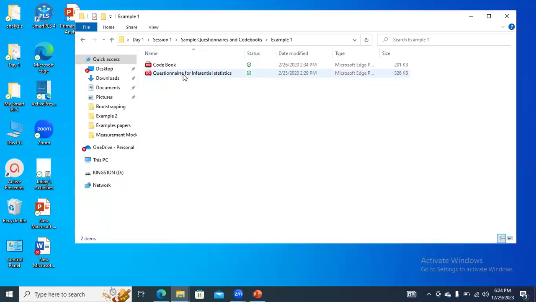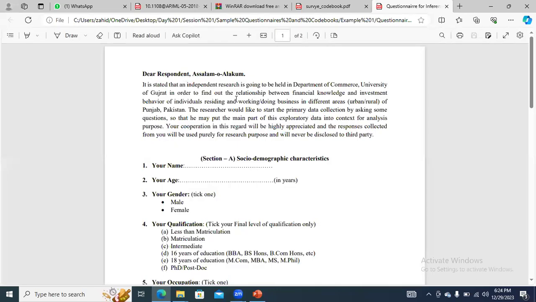For example, there is a questionnaire you can see on the screen. This is a questionnaire that I used in a study two years ago. First of all, I gave information about myself and about my study, what kind of study I am going to conduct. This was a study to find out the relationship between financial knowledge and investment behavior of individuals residing and working or doing business in different areas, urban or rural, of Punjab, Pakistan.